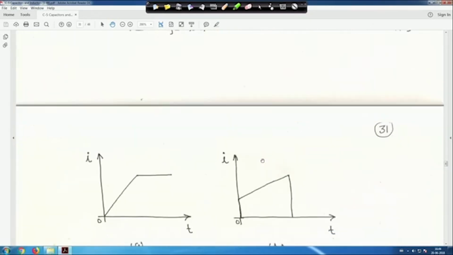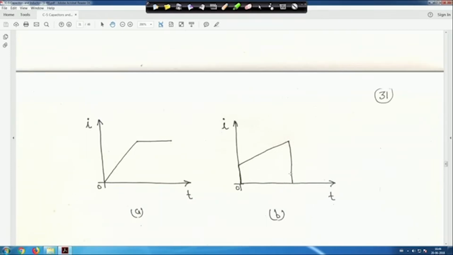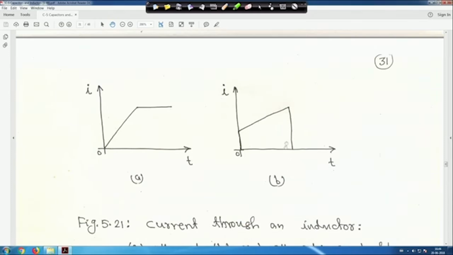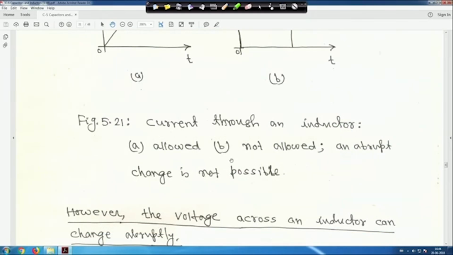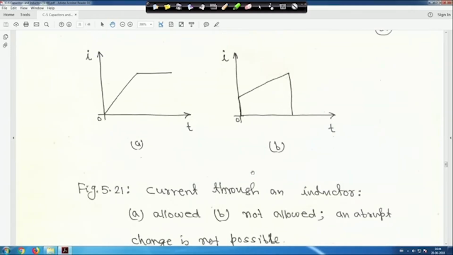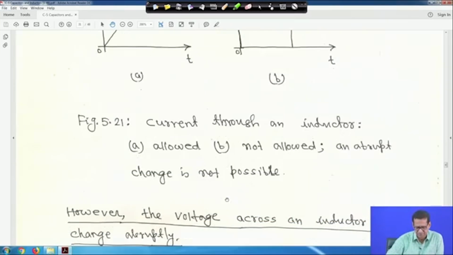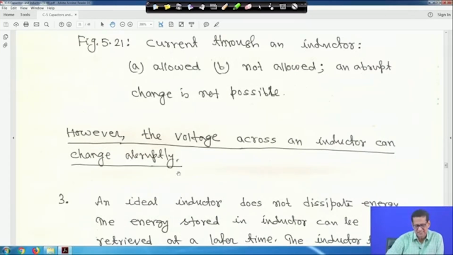That means this kind of change for the inductor in figure A is okay, but an abrupt change, suddenly falling to 0 from here, is not possible in real life, right. So, this kind of discontinuity is not possible. This is the given current through the inductor, this is allowed, but this kind of thing is not allowed, and an abrupt change is not possible in the inductor. However, the voltage across an inductor can change abruptly.